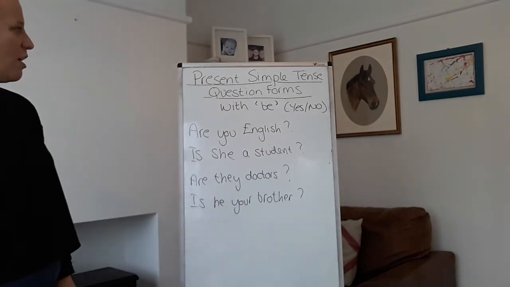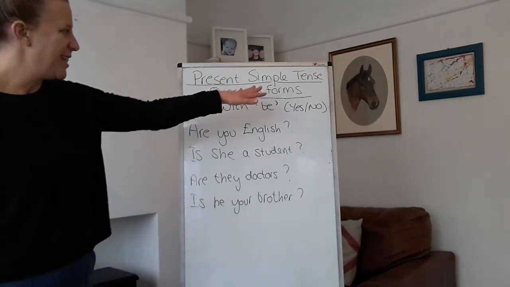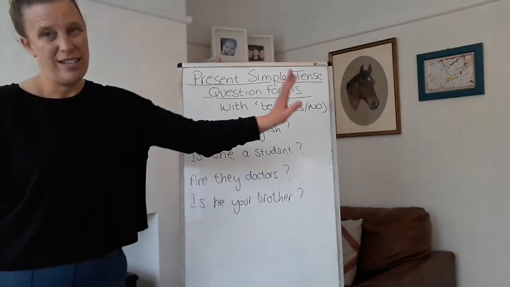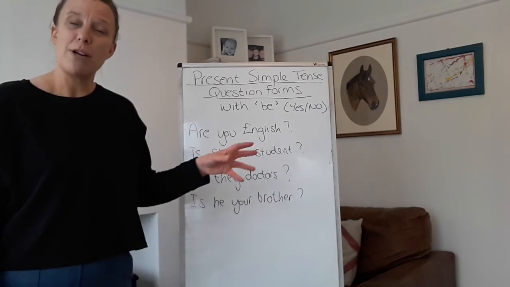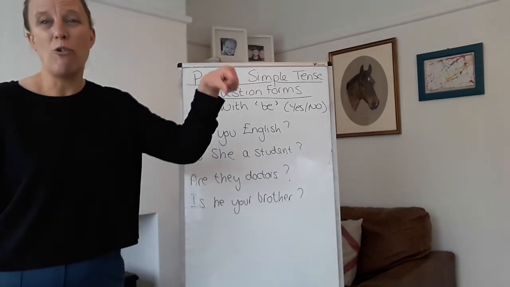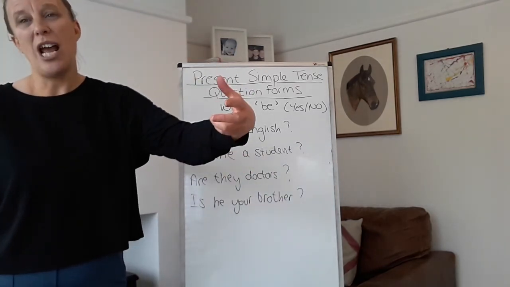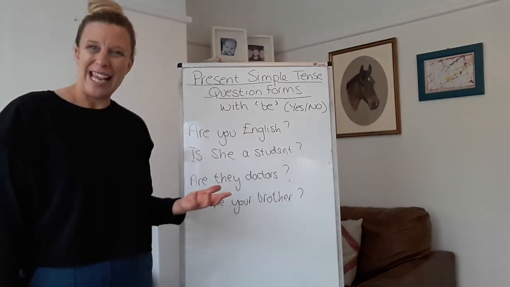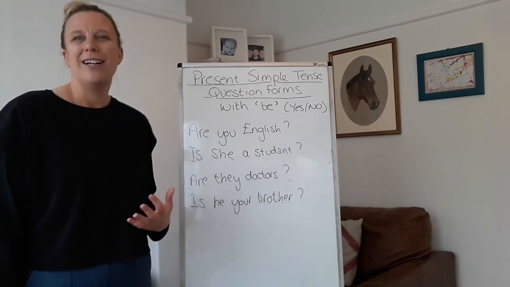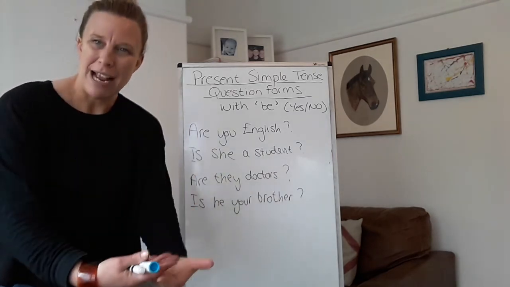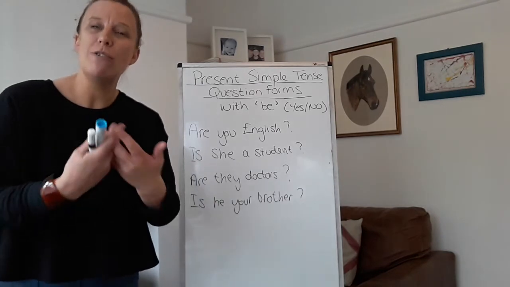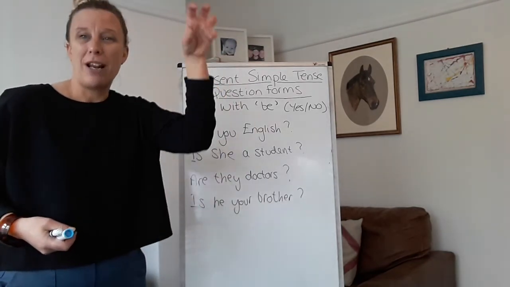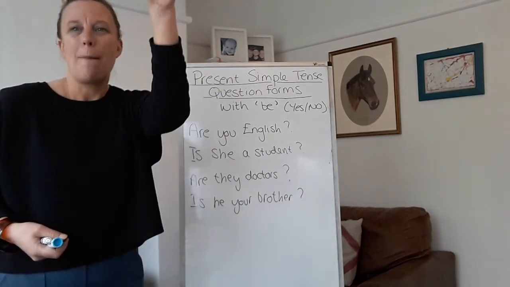Okay, so those are our question forms. So with yes-no, with be, we have are or is at the beginning, subject, rest of the sentence. And with WH, we have WH at the beginning, then are or is, and then the subject, rest of the sentence. And with other verbs, not be, we have do, and then the subject, and then the base form of the verb. Do you play? Do you live? Do you work? Or with WH questions, we have WH plus do plus subject plus base form of the verb.